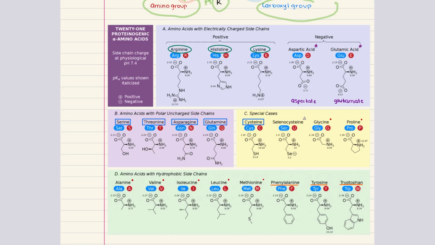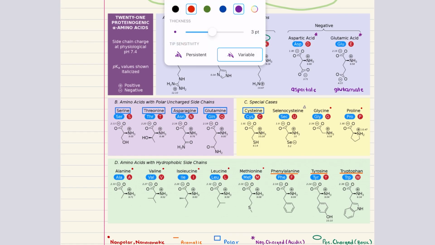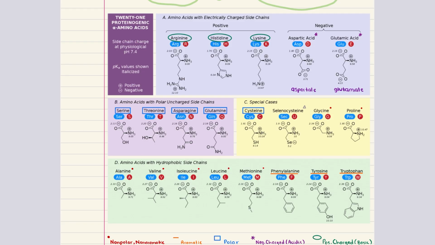Let's start with the non-polar, non-aromatic amino acids. These amino acids have side chains that are hydrophobic. They don't interact well with water, and they're usually found in the interior of folded proteins, where they help stabilize the overall structure. First is glycine.